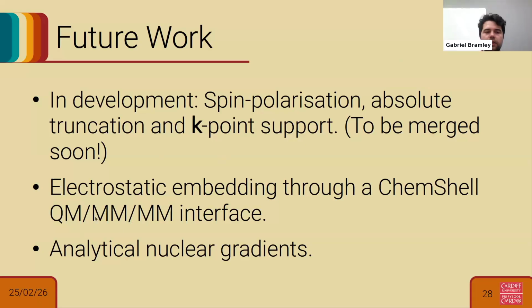And then other things in the works. So there's probably more than I can fit on this slide, but we also have an electrostatic embedding interface through ChemShell in development in conjunction with a project student we had in the summer. And we're also working and tackling the big beast of analytical nuclear gradients for these types of systems, which I'm not looking forward to, but that's just life.